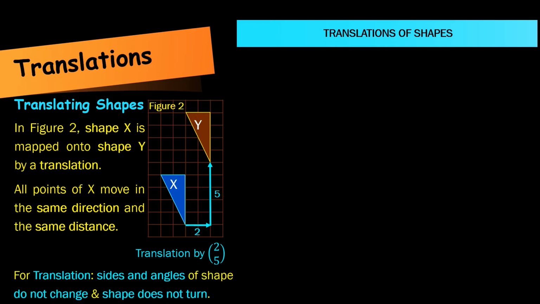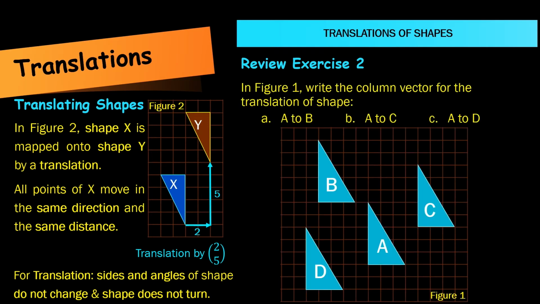So for a translation, the sides and angles of the shape do not change, and the shape does not turn. Now let's take a look at review exercise 2. In figure 1, write the column vector for the translation of the given shapes. So A to B, A to C, and A to D.